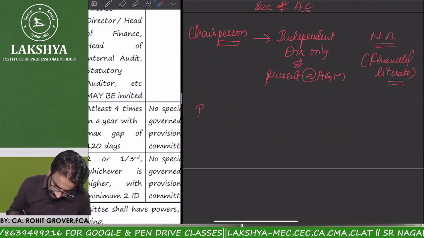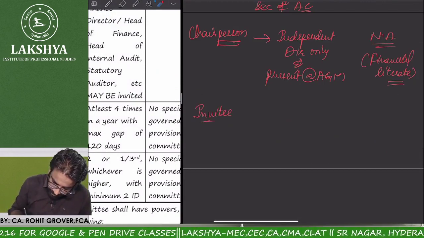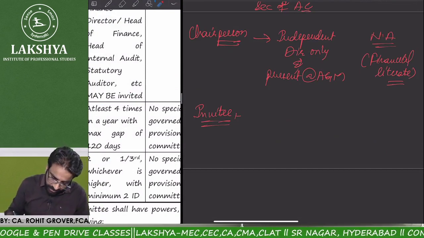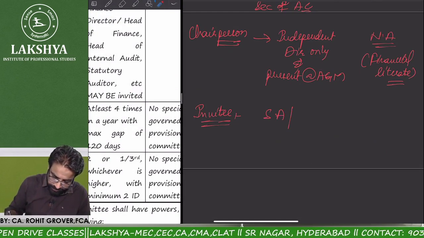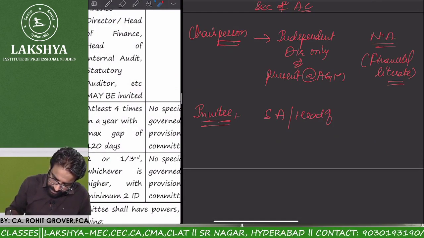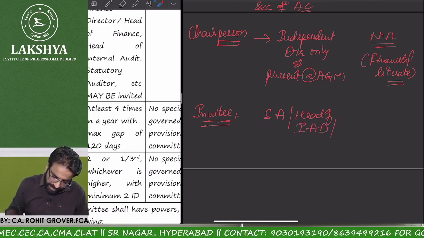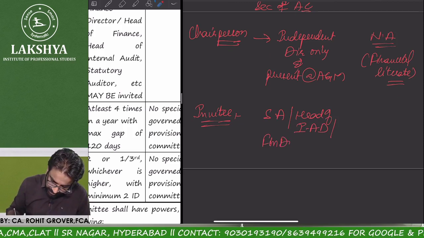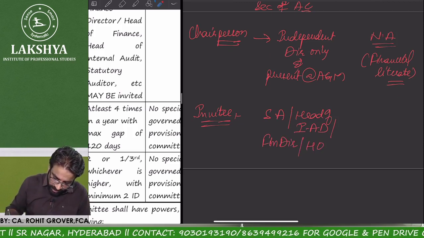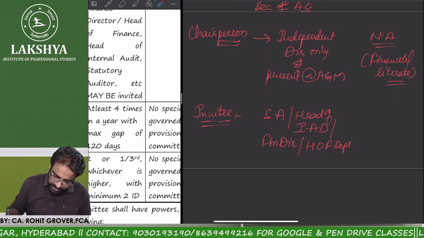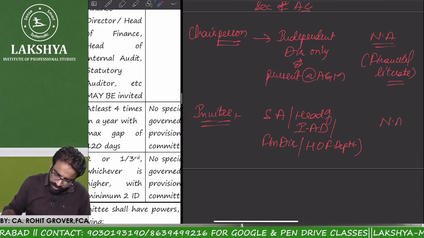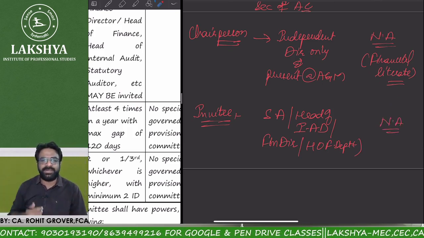First point, who can be invitee in the LODR audit committee? Statutory auditor allowed. Head of internal audit department allowed. Then finance director is allowed, and head of finance department is also allowed. But there, no such provision. Anybody can come in the meeting.